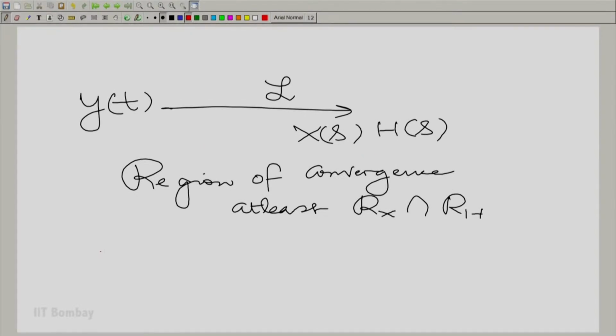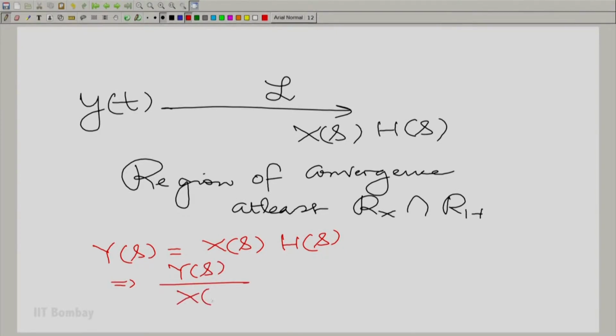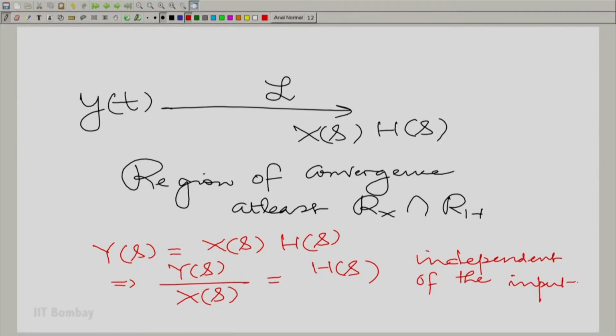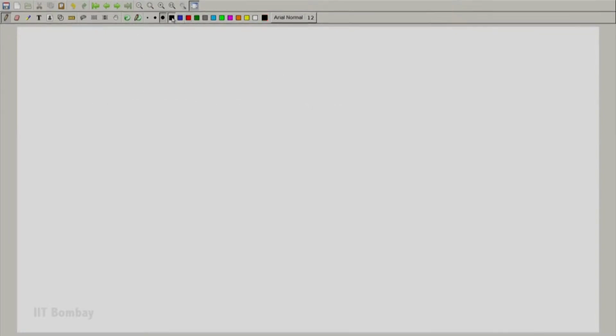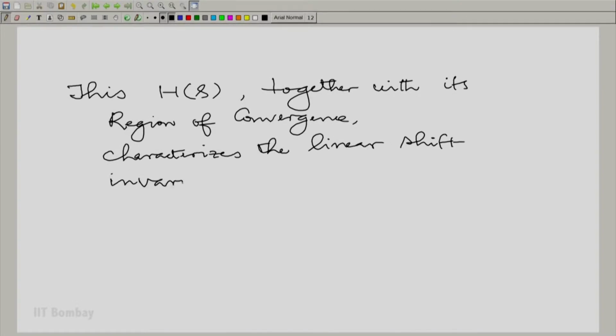We are saying Y(s) as an expression is X(s) times H(s), and therefore, Y(s) divided by X(s) is independent of the input, and therefore, it characterizes the linear shift invariant system completely, to the extent that we are dealing with signals with Laplace transforms. Why are we saying it characterizes the LSI system completely?